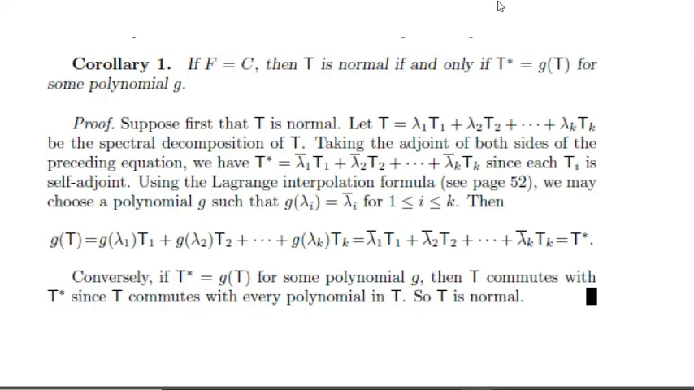Now let us see this corollary: if F is equal to C, then T is normal if and only if T star is equal to g of T for some polynomial g. So first suppose that T is normal, then T is equal to lambda 1 T1 plus lambda 2 T2 till lambda k Tk, which is the spectral decomposition of T. Taking the adjoint on both sides, we finally get that there is a polynomial g such that g of lambda i is equal to lambda i bar. Thus we get g of T is equal to T star.